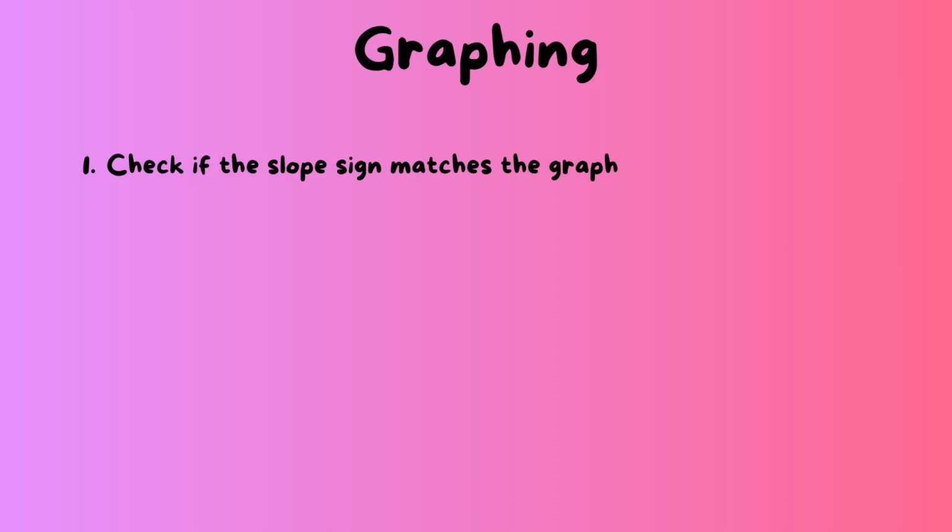Before moving on, it is always a good idea to check your graph. One quick check is to look at the slope. If the slope is positive, the line should rise as you move from left to right. If the slope is negative, the line should fall as you move from left to right. If the slope is 0, the line should be perfectly horizontal. If your graph doesn't match the sign of the slope, there is probably a mistake somewhere.